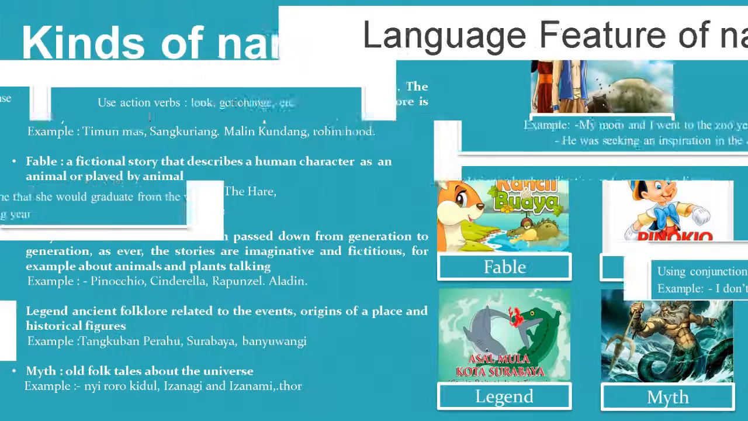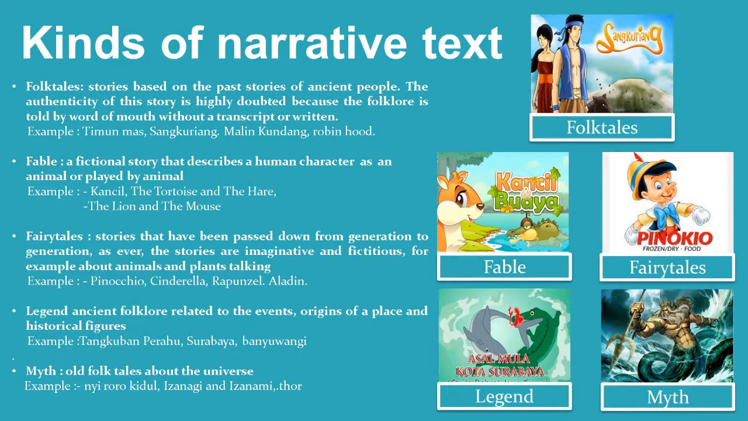The next is kinds of narrative text. The first is folk tales, a story based on the past story of ancient people. The authenticity of the story is highly doubted. Second is fable, a fictional story that describes a human character as an animal or played by an animal. The third is fairy tale, a story about habits passed down from generation to generation, imaginative and fiction. The fourth is legend, ancient folklore related to the event, origin of a place, and historical figure. The last is myth, old folk tales about the universe.